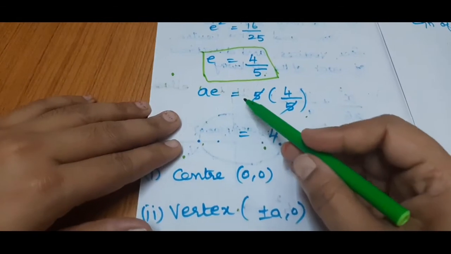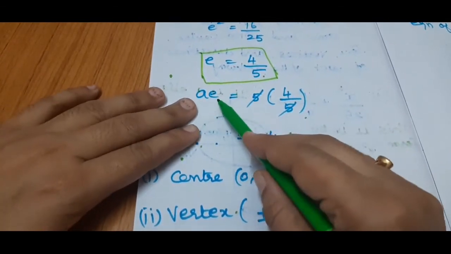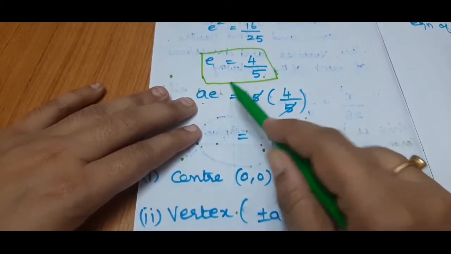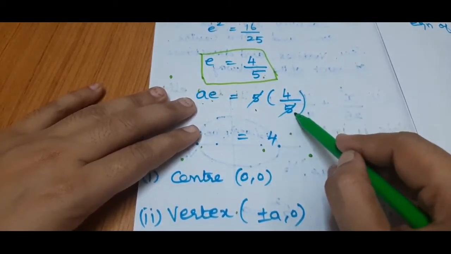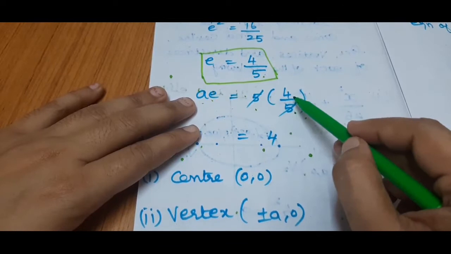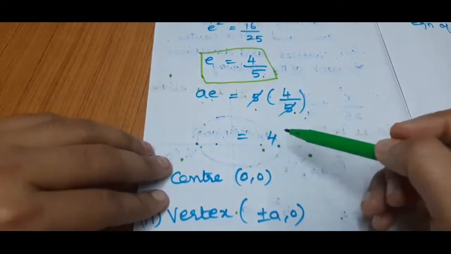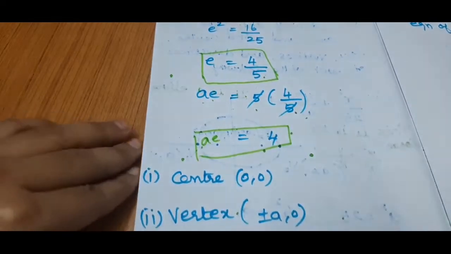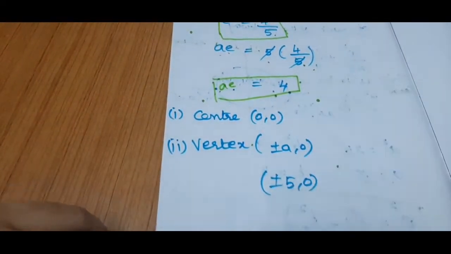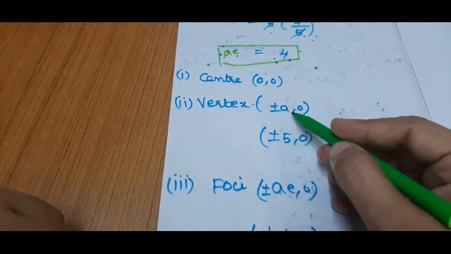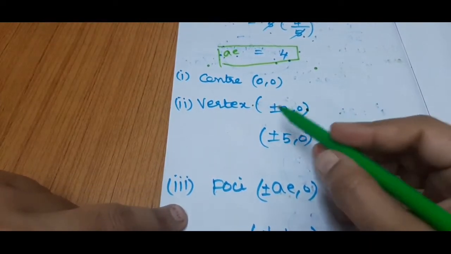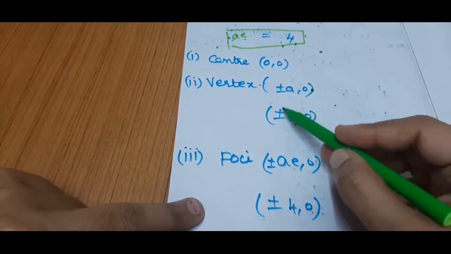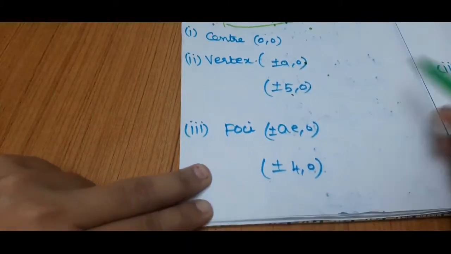So I want to find out ae, because focus is ae comma 0. a is 5, e is 4 by 5. Therefore this 5 and this 5 will be cancelled. ae is equal to 4. So center is 0, 0. Vertex is plus or minus a comma 0. So plus or minus a means a is 5, therefore plus or minus 5 comma 0.